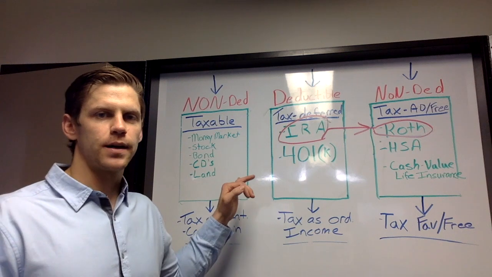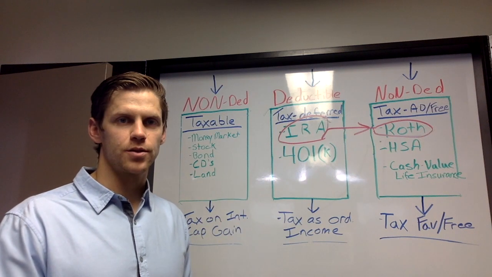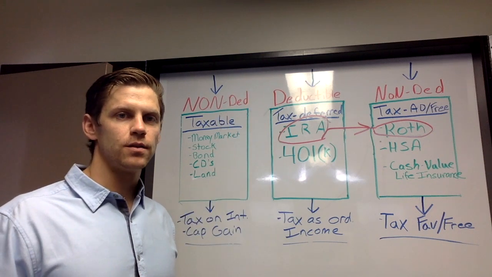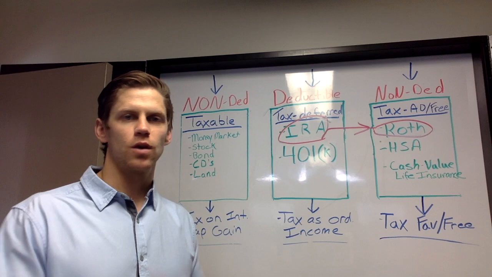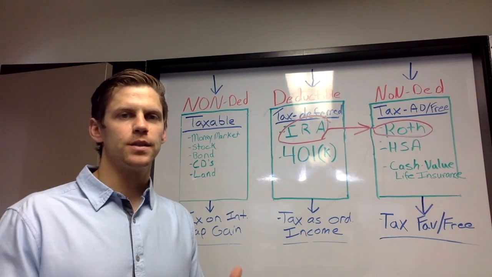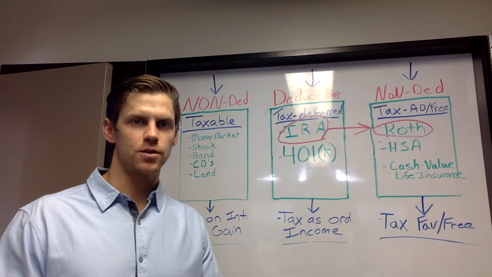The very first bucket is going to be things like your checking account, savings account, CDs, those type of accounts. Money that goes in is non-deductible. Money that goes out is either taxed on the interest or on the capital gains. The very first bucket we most commonly use for things like your emergency fund, emergency savings, those type of accounts.